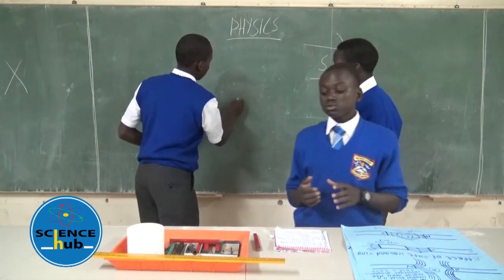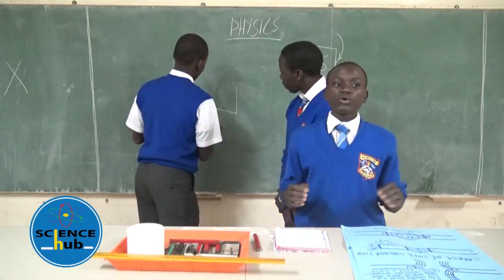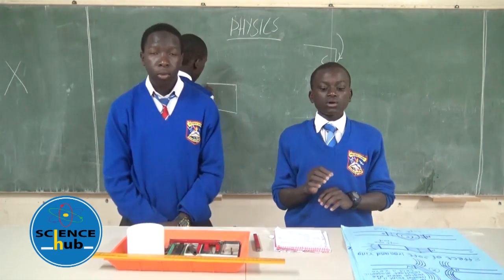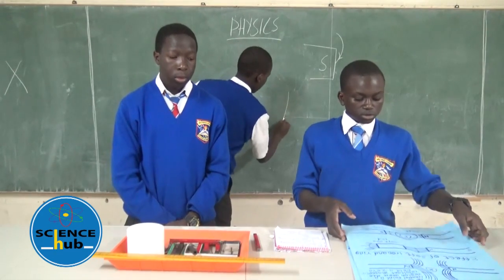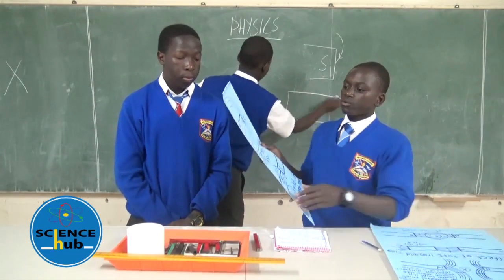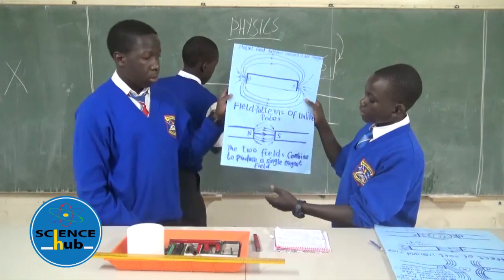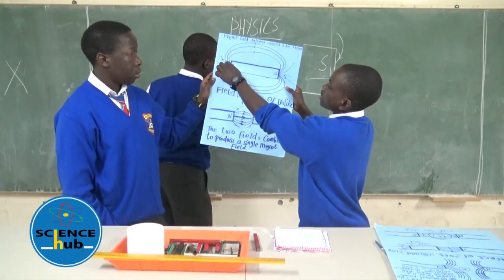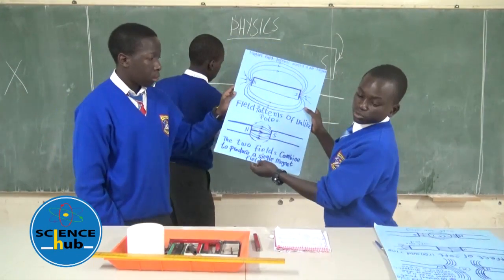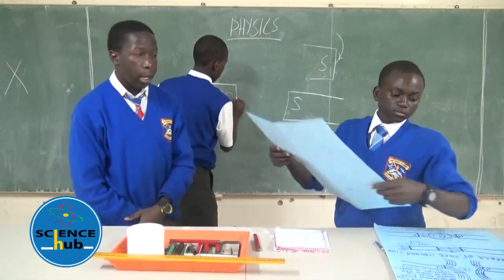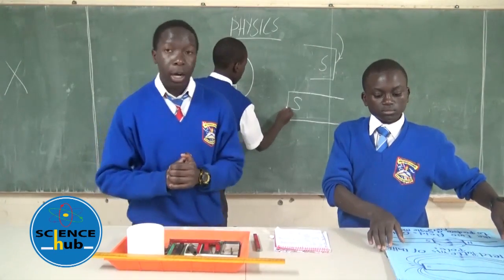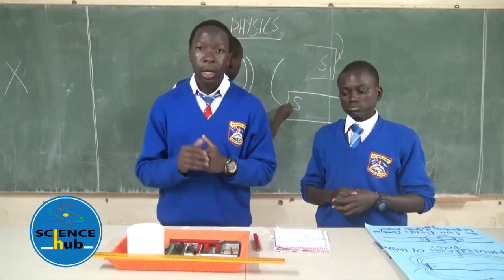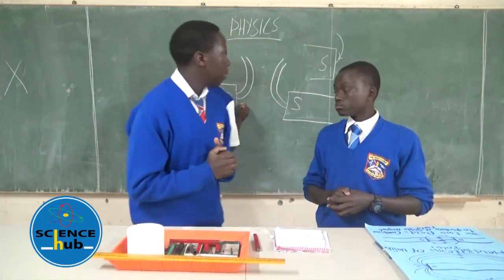As I demonstrate, you should know that when you are drawing field lines, they should never cross each other. You can see this in the diagram. In all of the diagrams, there's nowhere where the field lines are crossing each other. So that's also one of the characteristics of field lines. We have many characteristics of field lines, which we shall learn about in a few minutes.